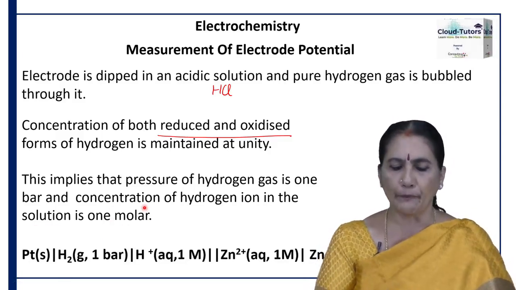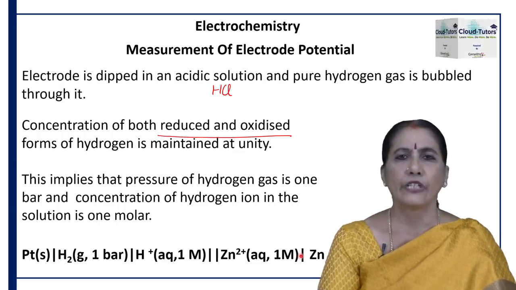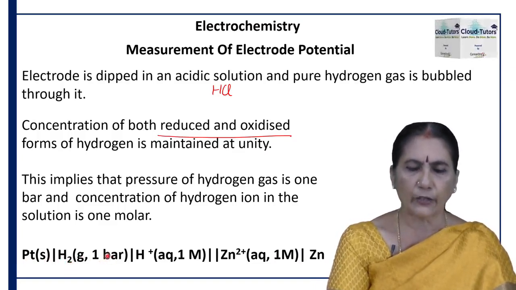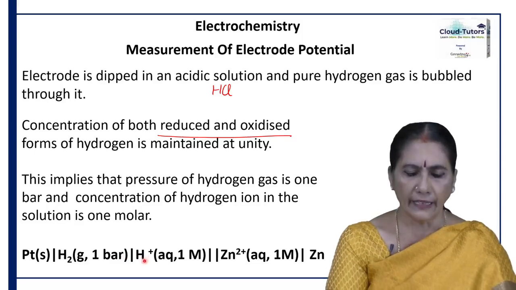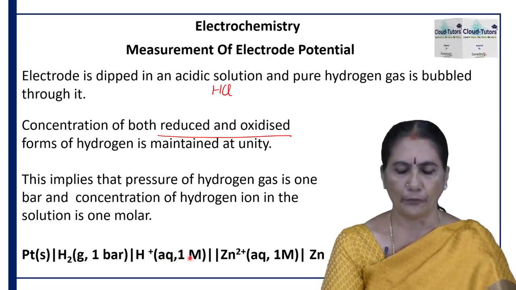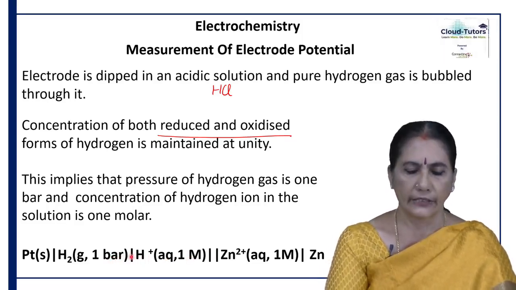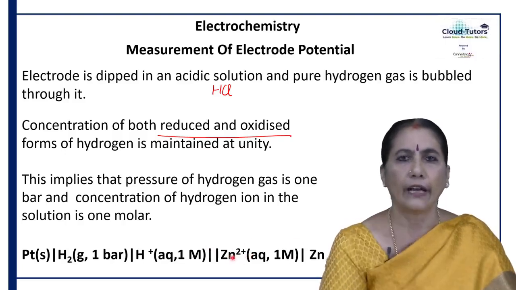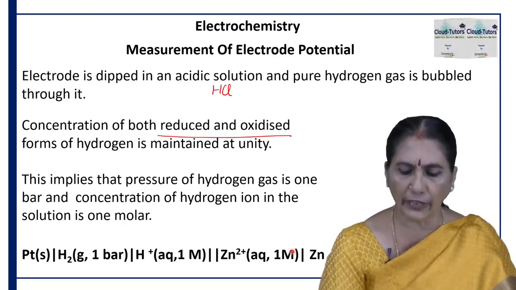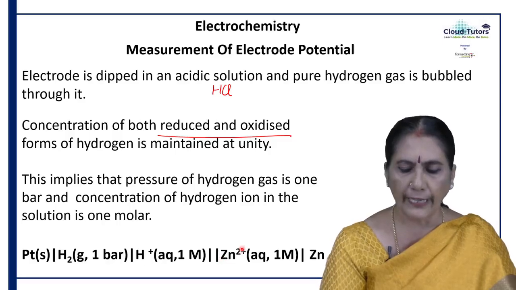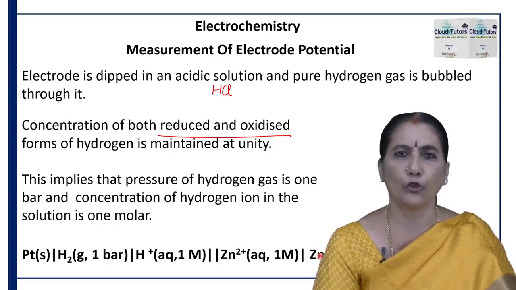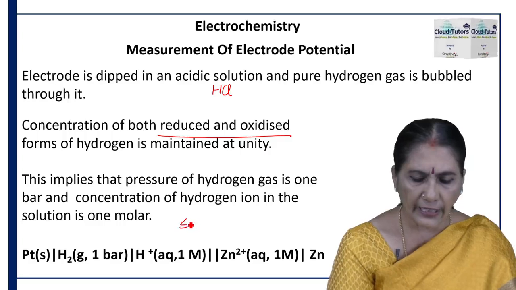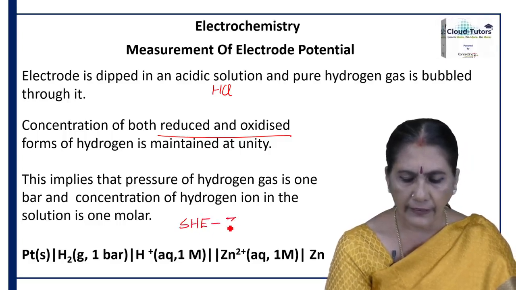So how are we supposed to represent the entire SHE electrode? You can see here platinum coming in contact with hydrogen gas which is at 1 bar, and then H plus ion, aqueous solution of 1 M. If I am going to connect the SHE electrode to an unknown electrode, or rather not an unknown electrode, because if I had denoted it as M, Mn plus bar M then it would be unknown, but here it is clearly given as zinc. That means the SHE electrode has been coupled with zinc.